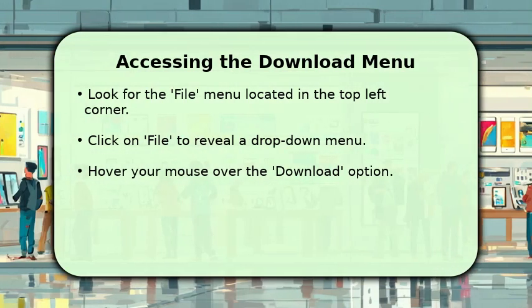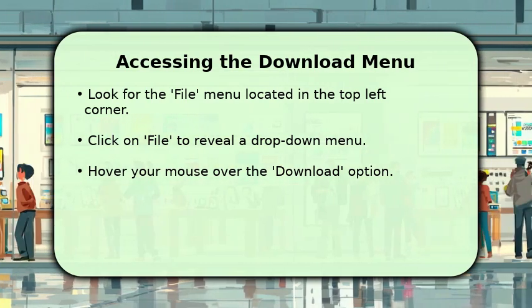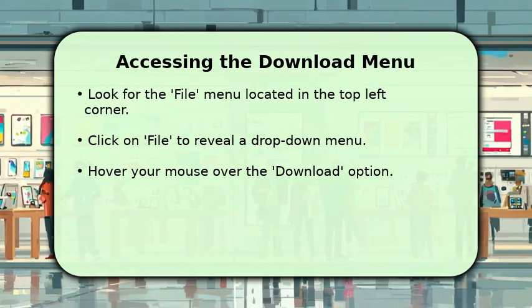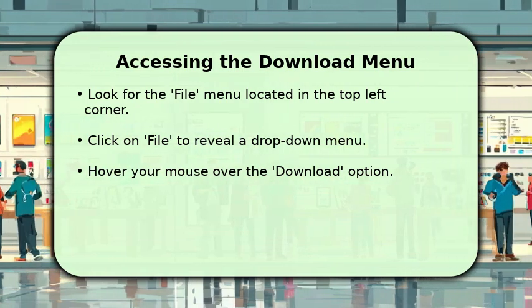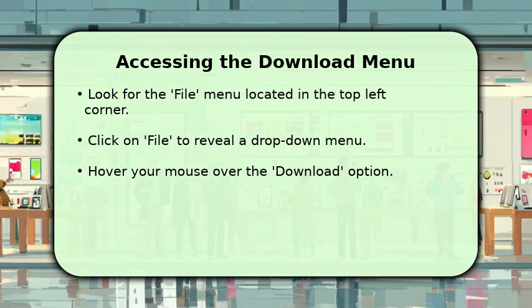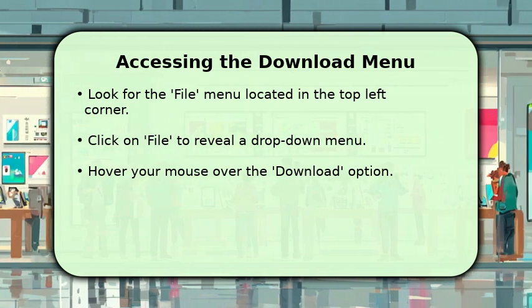With your document open, direct your attention to the top left corner of your screen. You will see the File menu prominently displayed there. Click on File, and a comprehensive drop-down menu will appear with various options.